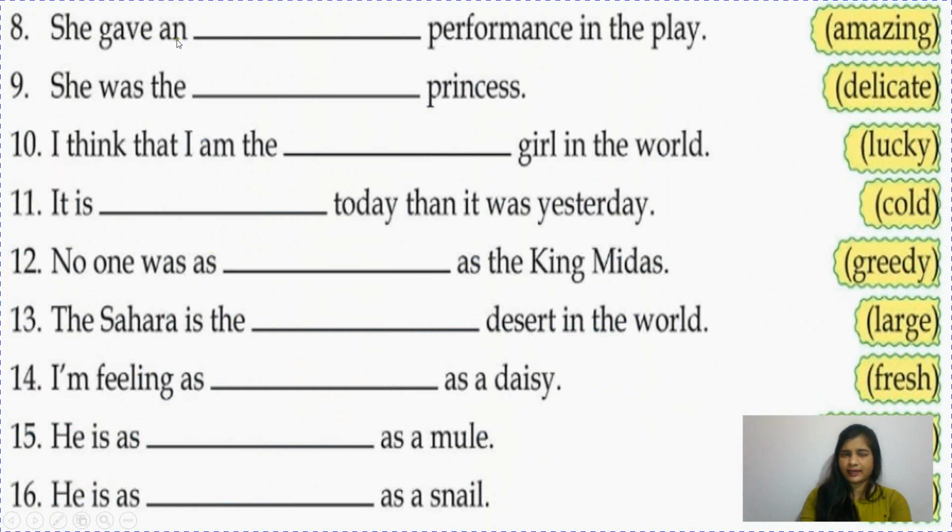Can you see it is handwritten? So maybe it will be positive degree. Let's check the answer. She gave an amazing performance. She was the dash princess. Can you see the is written, so superlative degree? So the most delicate princess.